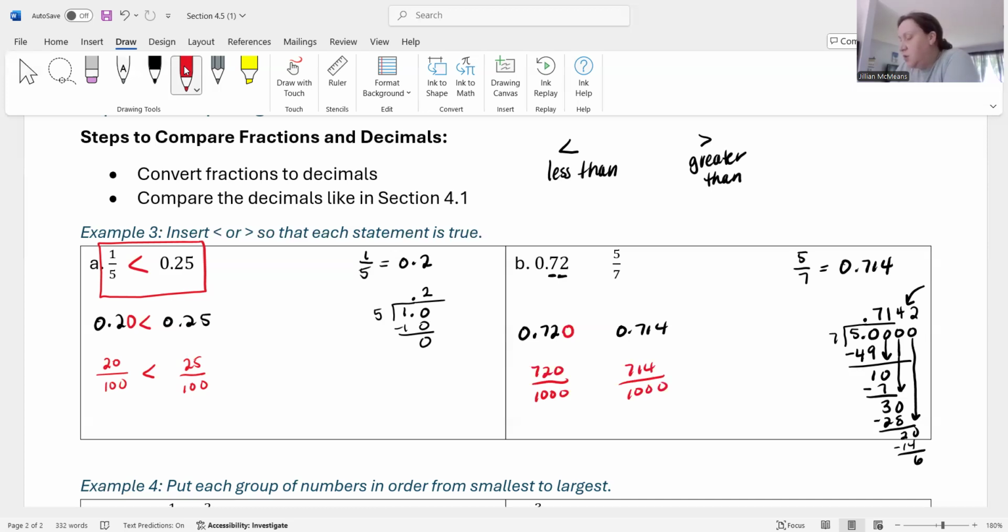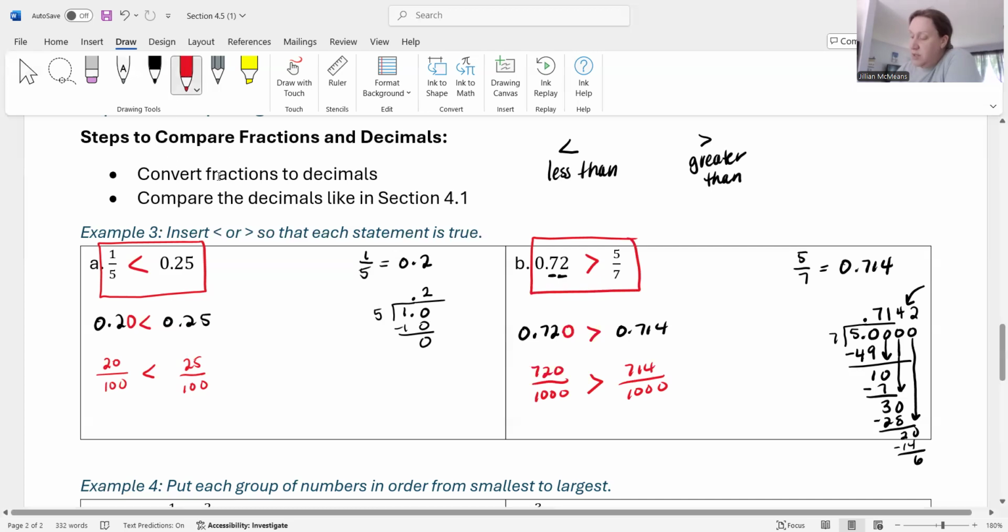So 720 over 1,000 is more than 714 over 1,000, which tells me 0.72 is more than 0.714, which finally tells me that 0.72 is greater than 5/7. Okay? So that is how you compare a fraction and a decimal.